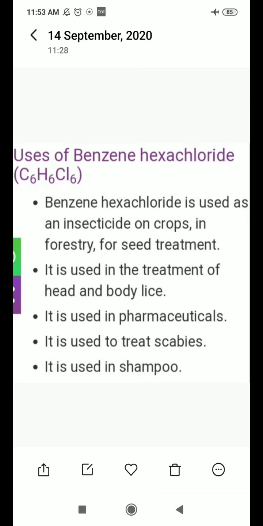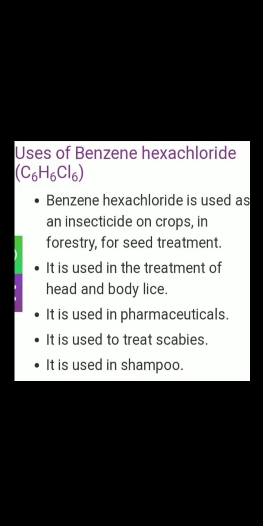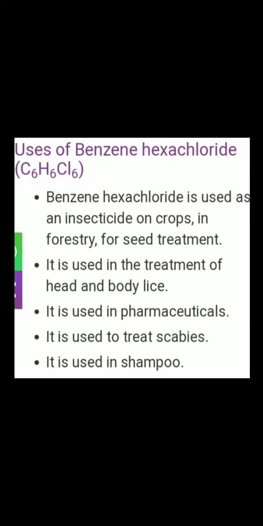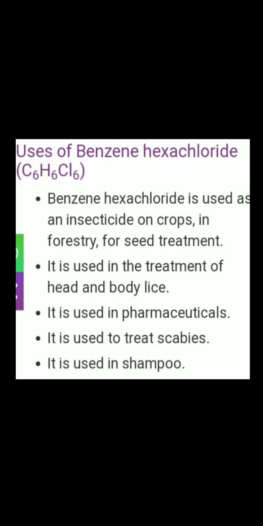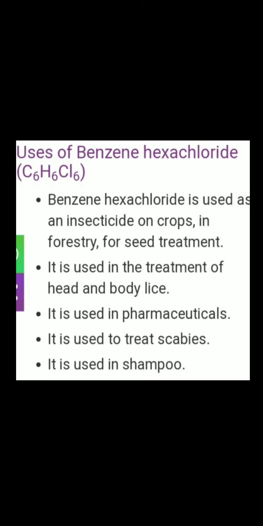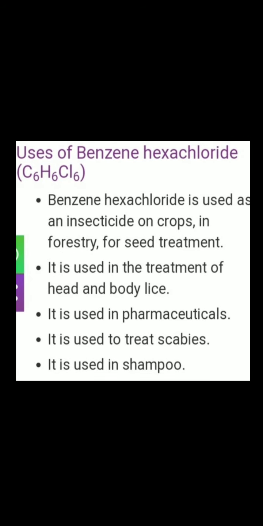Then it is used in the treatment of head and body lice, to kill the lice in your head, means in your hairs, and from the body. This is the second use. Then it is used in pharmaceuticals. Then it is used to treat scabies. It is used in shampoo. Scabies is one type of skin infection. In that case BHC is generally and mainly used to recover from scabies.